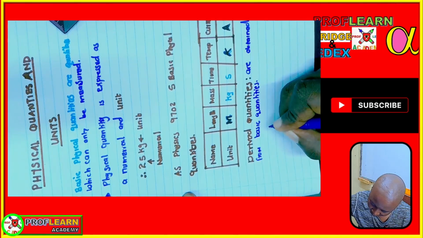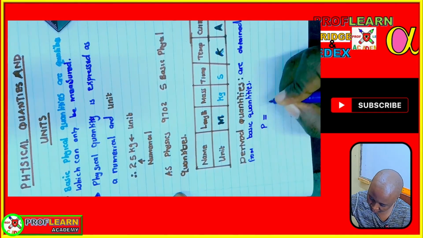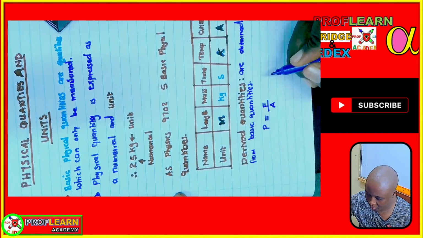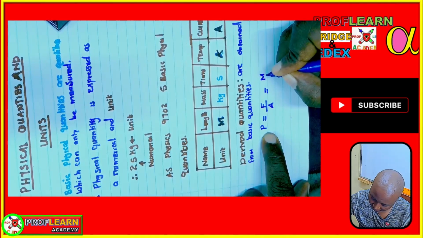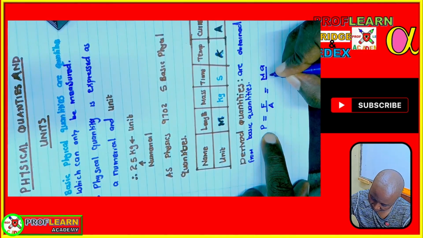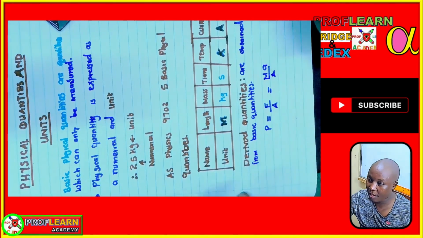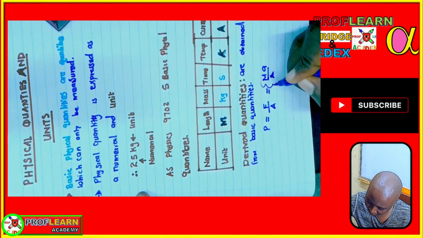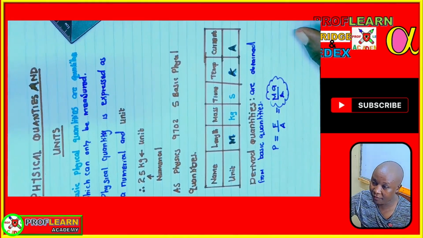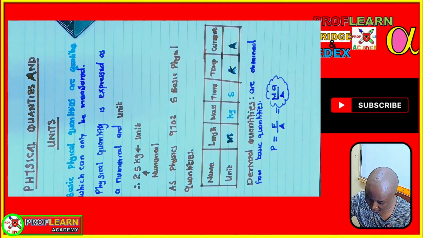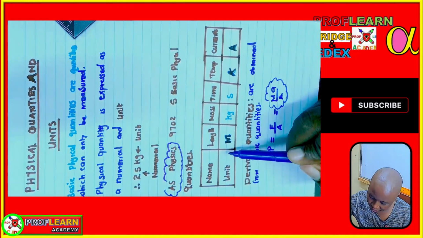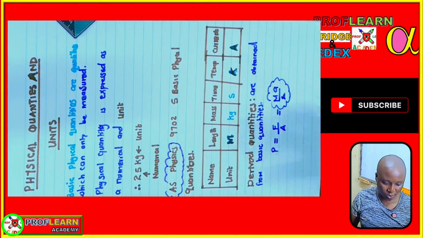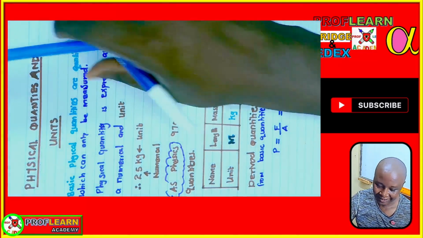For instance, if we are talking about pressure, we know pressure is force over area. So pressure is obtained from mass times acceleration over area, and area can be obtained from length times width. So derived quantities are obtained from basic quantities. For AS physics, what you need to remember is the 5 basic quantities, and then I'm going to take you through how to determine the SI base units.